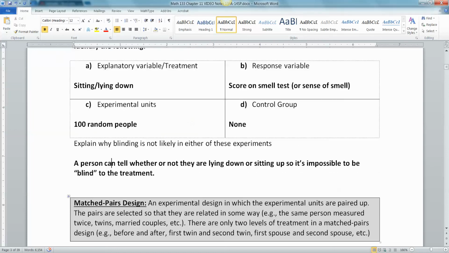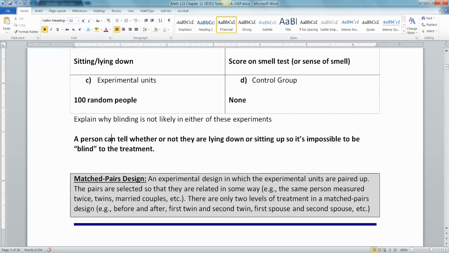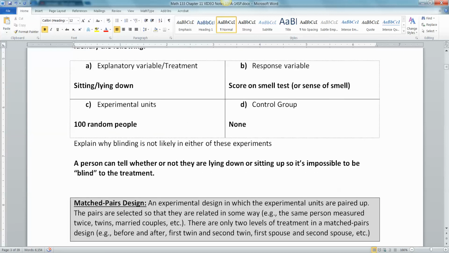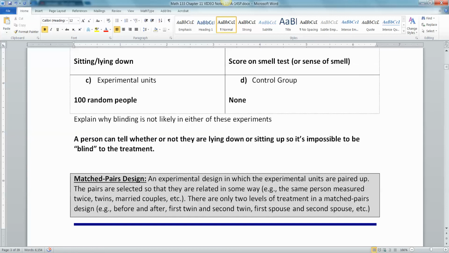It's a very common experimental design, and it's a little bit different than other experimental designs. But nevertheless, it's common, and we will talk about it more later in this chapter. As a matter of fact, in the next section.